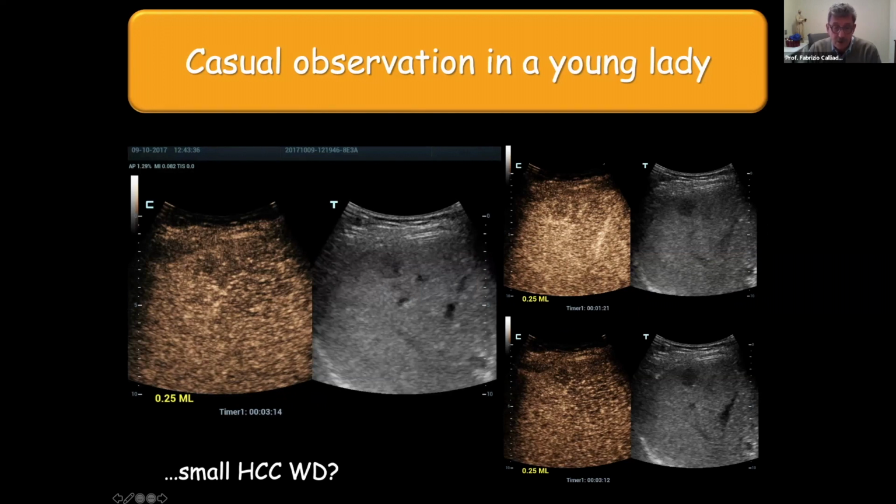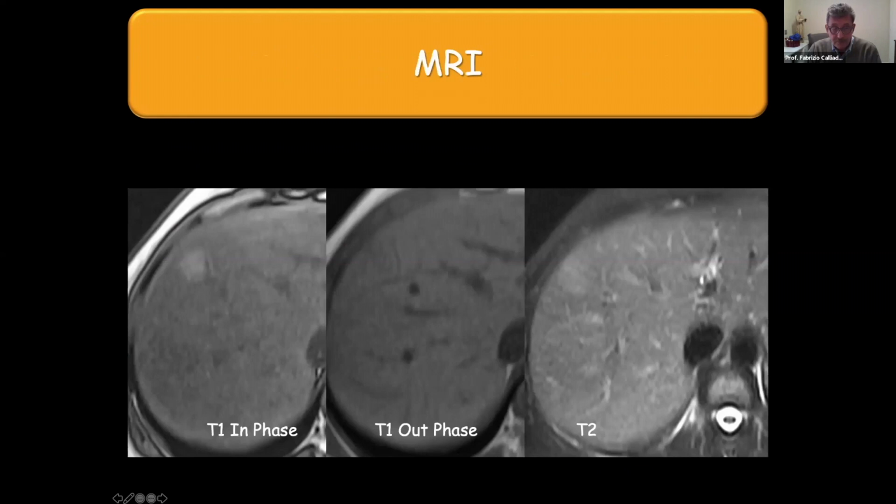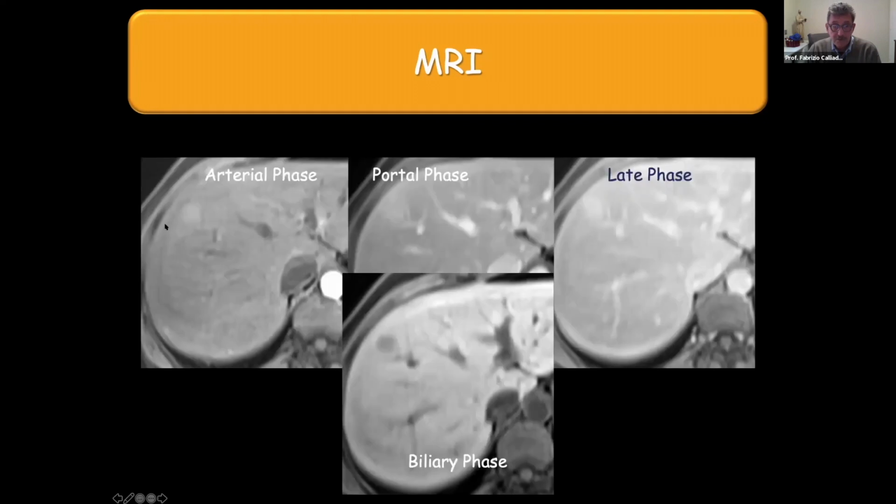This was our idea, but we performed MRI, T1 in phase, T1 out of phase, so this is the fat inside, T2, arterial phase, portal phase, late phase, washout in biliary phase, and the diagnosis was steatotic hepatocellular adenoma.